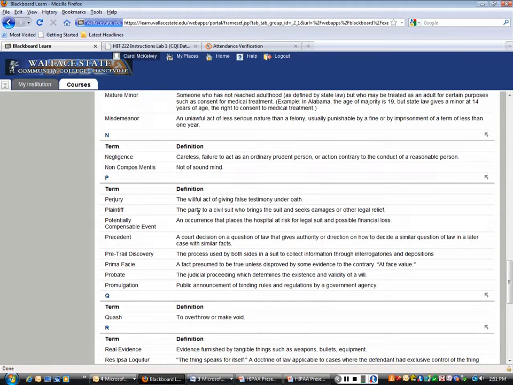Plaintiff, the party to a civil suit who brings the suit and seeks damages or other legal relief, so the one who sues.